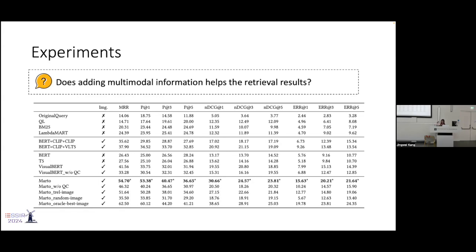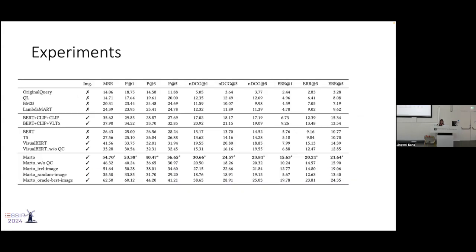Let's take a look at these experimental results. When we compare VisualBERT with its text-only counterpart BERT, the performance improved. And when we compare Marto, which is our model based on the multimodal version of T5, with the text-only T5, the performance also improved. So our conclusion is, yes, adding these multimodal contents really helps to improve the retrieval performance.